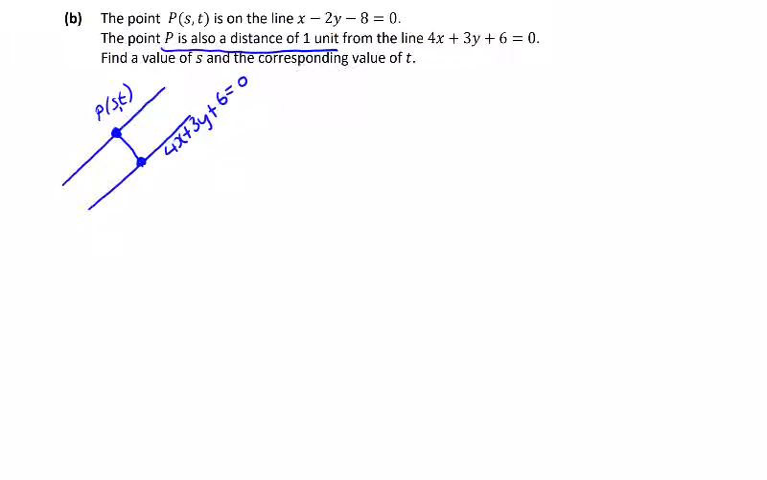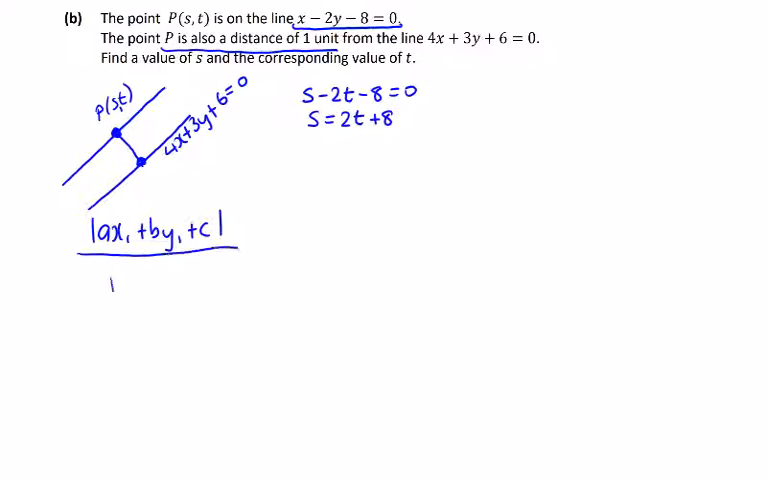So if we put s, t in here to begin with, we're going to get s minus 2t minus 8 is equal to 0. So we can get s in terms of t. S is equal to 2t plus 8. We also have this perpendicular distance, which I hope you guys have learned off by heart. ax1 plus by1 plus c over the square root of a squared plus b squared. In this case is equal to 1. We're told here 1 unit.